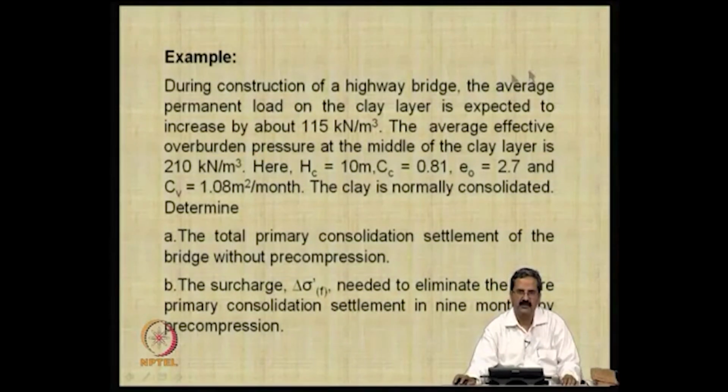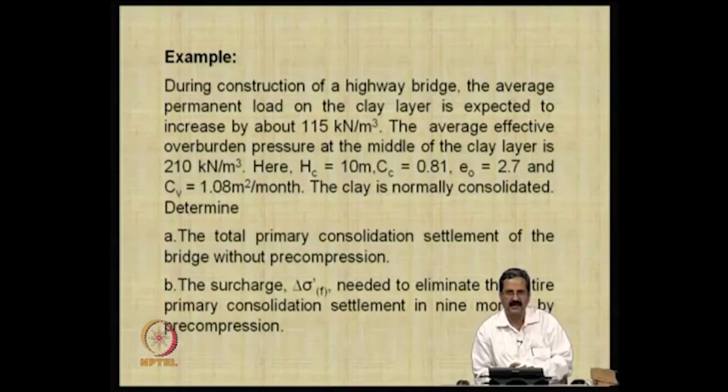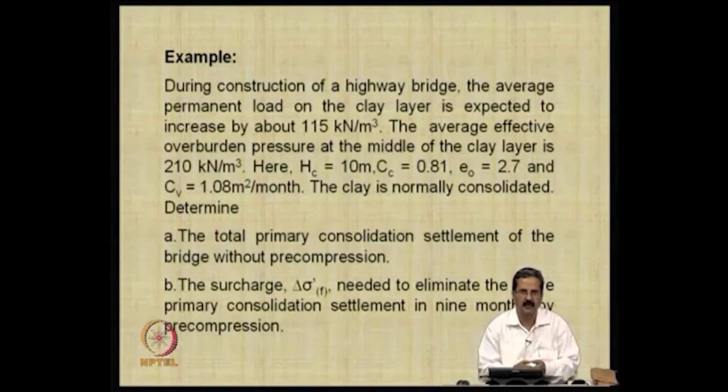You are trying to construct a highway bridge, and the permanent load on the clay layer is expected to increase by 115 kilonewton per meter square. You are getting some extra load. There is already some overburden at the midpoint; say the thickness of the clay layer is 10 meters. So, at 5 meters the overburden pressure is 210 kilonewton per meter square. How do you get that? Gamma times H, right. So, this is 210 kilonewton per meter square.